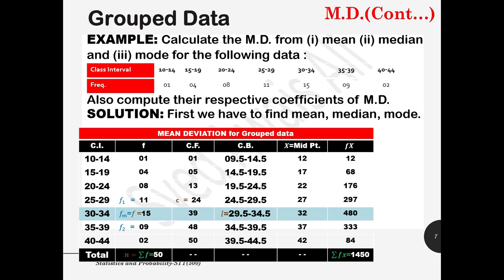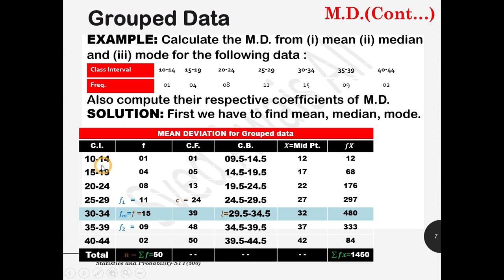Then we have to move toward C.B., that is class boundary. So why do we make class boundary? To make the data continuous. If we have some jump values in our class interval, that means 14 and 15, so between 14 and 15 we have some jump values. Data is not continuous here, so we have to make class boundaries.